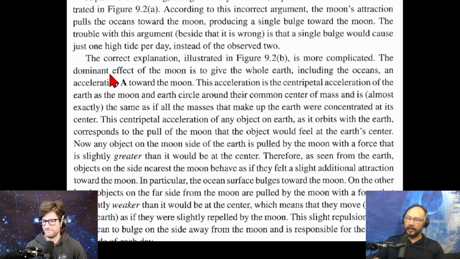Explanation. The dominant effect of the moon is to give the whole Earth, including the oceans, an acceleration A towards the moon. This acceleration is the centripetal acceleration of the Earth as the moon and the Earth circle around their common center of mass and is almost exactly the same as if all the masses that make up the Earth were concentrated at its center. Some type of Gauss's law for mass. I'm okay with that. The centripetal acceleration of any object on Earth and its orbit with the Earth corresponds to the pull of the moon that object would feel at the Earth's center.